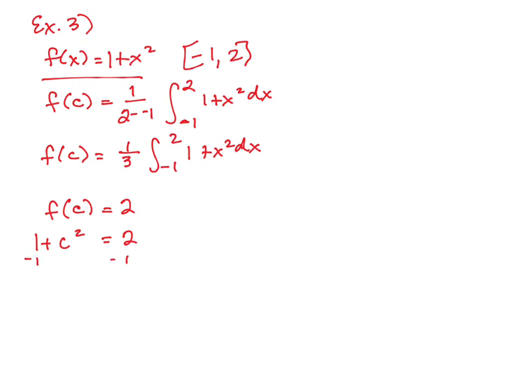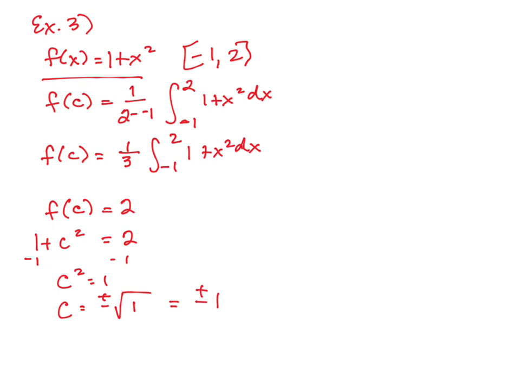Minus 1, minus 1. C squared is 1. So c is plus or minus the square root of 1, plus or minus 1. It looks like plus 1, because it's to the right of the line. So you have two different c values.